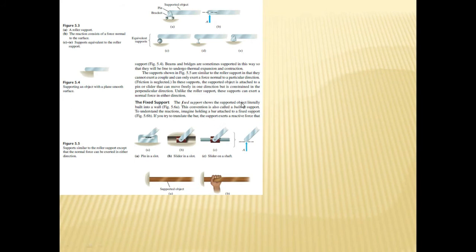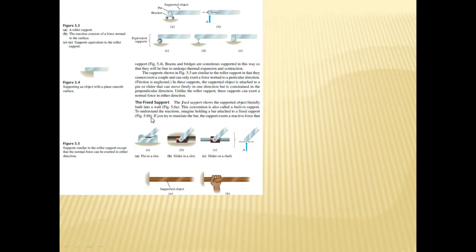The fixed support shows the supported object literally built into the wall. If you look at it, this is a wooden bar or any metallic bar being fixed into the wall. This convention is also called a built-in support. We will call it a built-in support also.